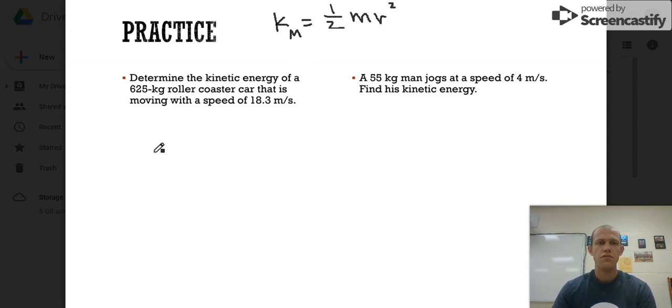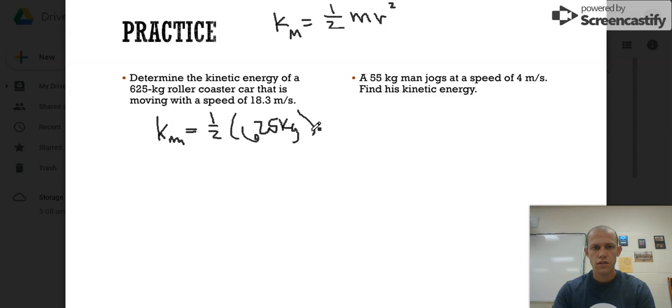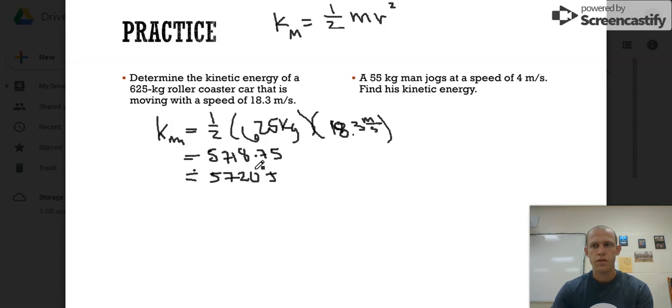Determine the kinetic energy of a 625 kilogram roller coaster that is moving with a speed of 18.3 meters per second. So kinetic energy equals 1/2 our mass, 625 kilograms, times our speed, 18.3 meters per second. Punch that into a calculator. You'll get out 5,718.75 joules. With sig figs, it will be 5,720 joules. All right.